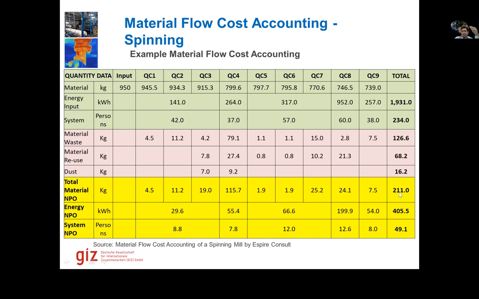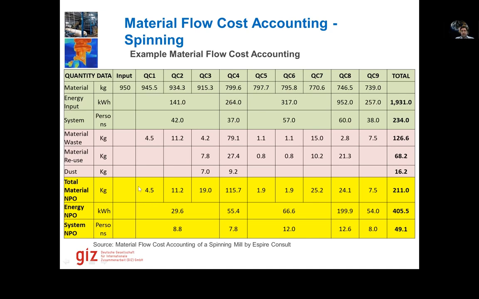Obviously, there would be other NPOs which we can quantify if we do detailed measurements. For example, if there is a process which has waste heat, we could even estimate the quantity of waste heat going out, and then we could add that to the energy NPO here, and that would add up to the NPO as well.